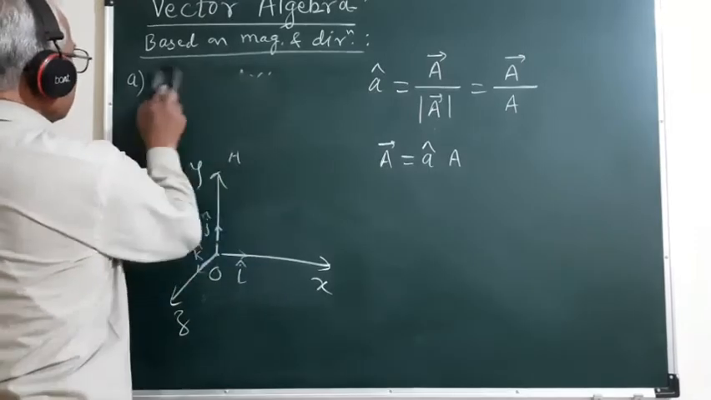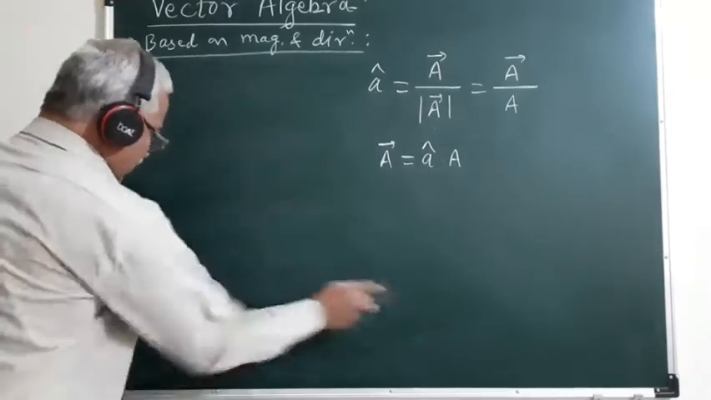Then the second type is the null vector.